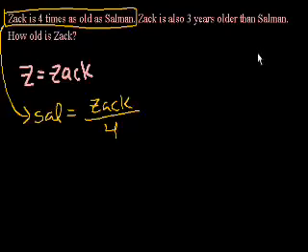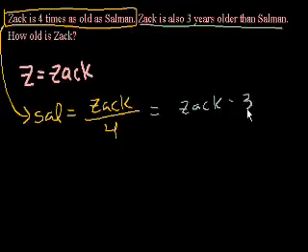But then it also says here, let me put this in a different color, that Zach is also 3 years older than Salman. So that means that also Sal would be Zach minus 3, right? The first sentence says Zach is 4 times as old as Salman. Well, that means that if you take Zach's age and divide it by 4, you get Sal's age. The second sentence says Zach is also 3 years older than Salman. So if you take Zach's age and subtract 3 from it, you get Sal's age again.